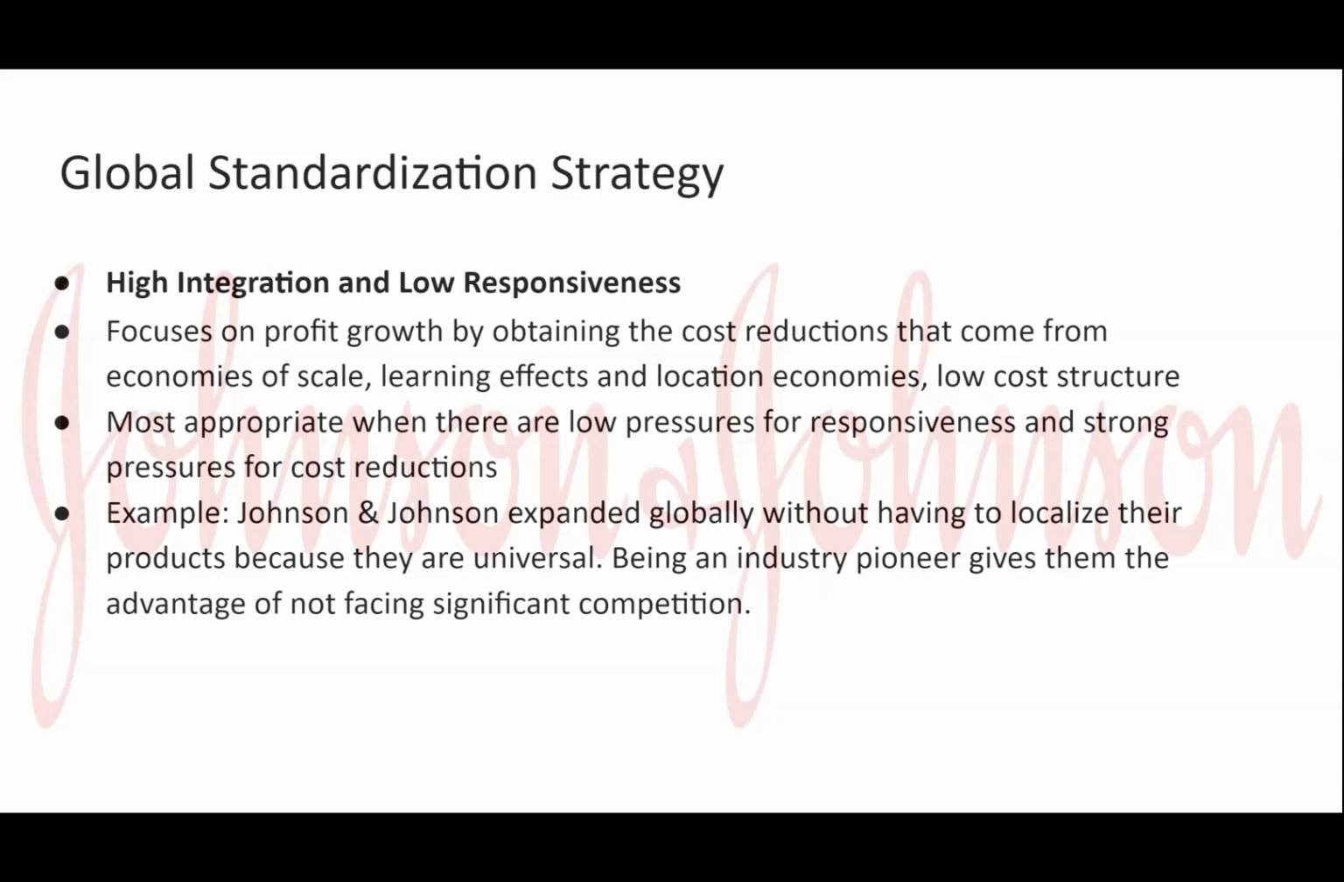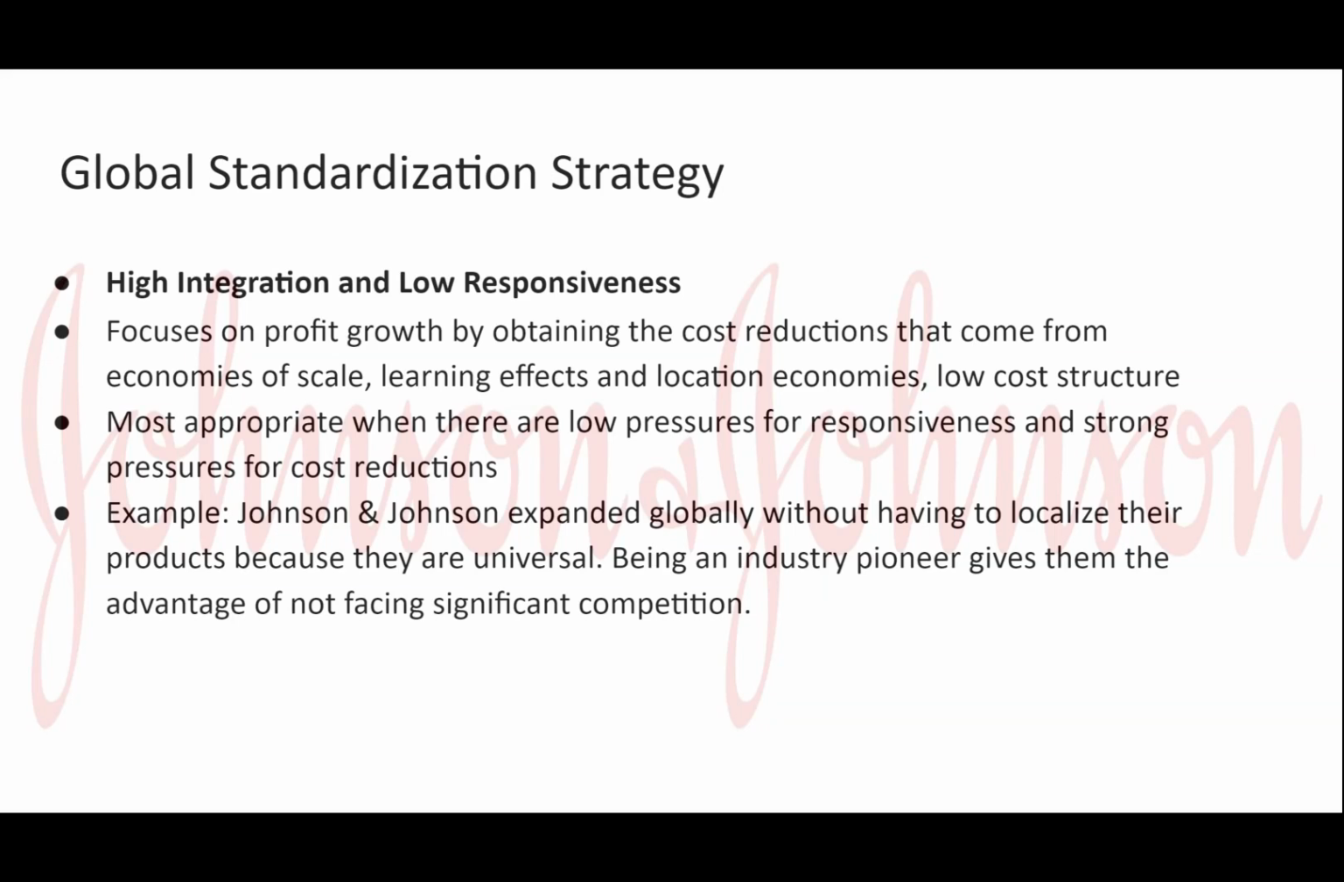Next is global standardization strategy, which has high integration and low responsiveness. This strategy focuses on profit growth by obtaining the cost reductions that come from economies of scale, learning effects and location economies, and low cost structure. It's most appropriate to use when there are low pressures for responsiveness and strong pressures for cost reductions.